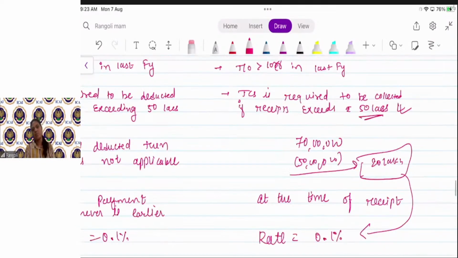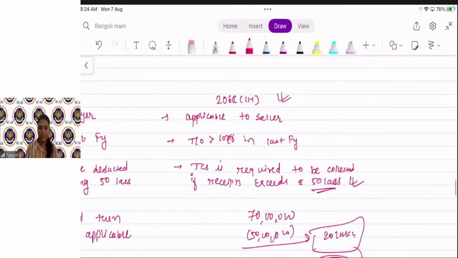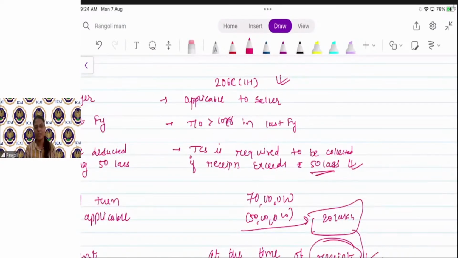Here the TCS is required to be collected at the time of receipt. See, my dear friend, here the word they used is receipt. So you need not check whether TDS or GST is included or not. Whatever amount you receive, if the receipt is more than 50 lakh, you need to collect TCS. Everyone clear with the provision of TCS? Yes or no? Please reply because this provision is very important. If this provision is clear, after that I'll explain 194Q. Otherwise, you will not get the provision of 194Q.